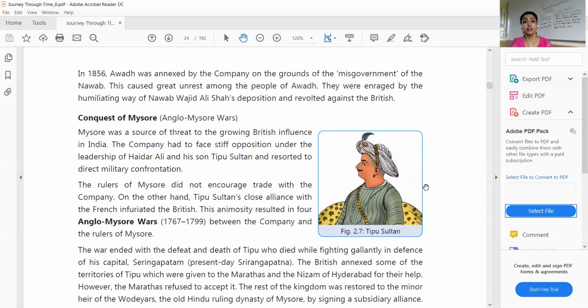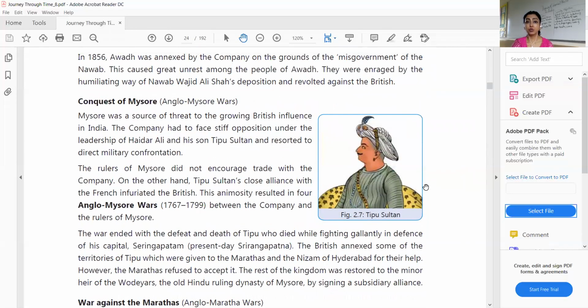And because of this anger, the English East India Company attacked Mysore. This attack took place in the form of the Anglo-Mysore wars between the company and the rulers of Mysore. The rulers of Mysore rejected any kind of relationship with the British, but Tipu Sultan had a good relationship with the French. The British got angry, and that is why they attacked. This battle was known as the Anglo-Mysore War, which was fought between 1767 and 1799.